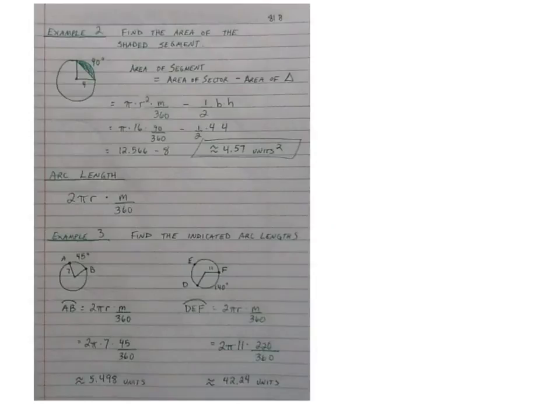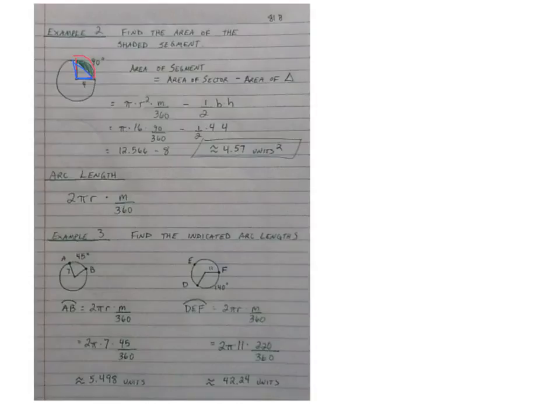In example 2, we're asked to find the area of the shaded segment. So what we have is a 90-degree arc, and the chord that connects those 2 points defined by the radius, and we're looking for the area of the segment. We can find the area of the segment by taking the area of the whole sector, and then we're going to subtract out the area of the triangle.